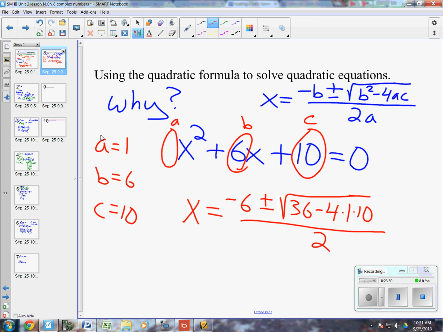Not only that, but I want you guys to look at this right here. 4 times 10 is 40. What's 36 minus 40? It's not 4. It's negative 4. The square root of negative 4, what does that tell you? It's an imaginary number. Do you guys remember the b squared minus 4ac? Do you remember the special name we called it last year? It's called the discriminant.